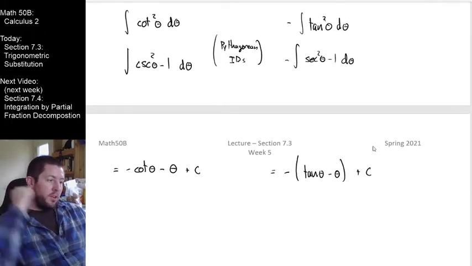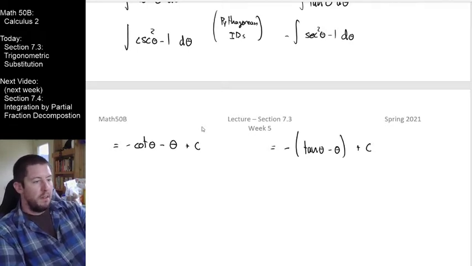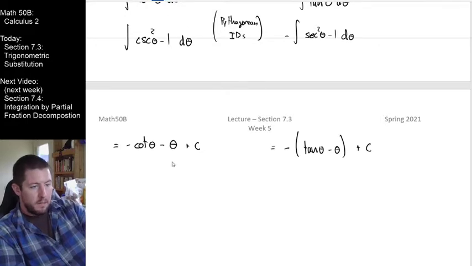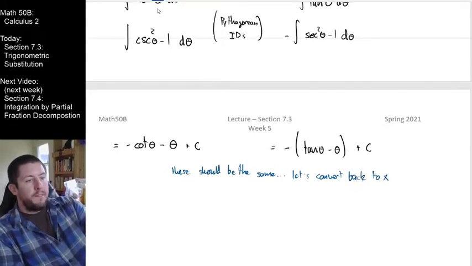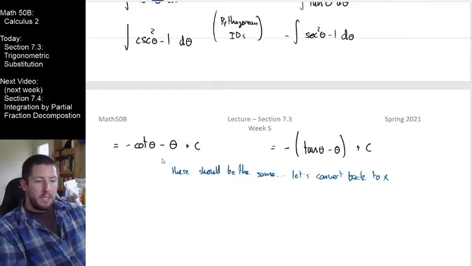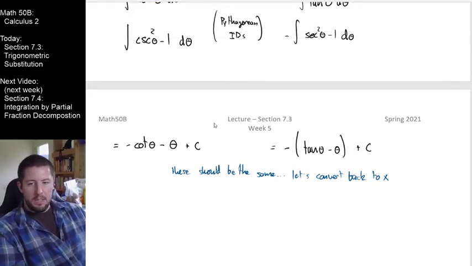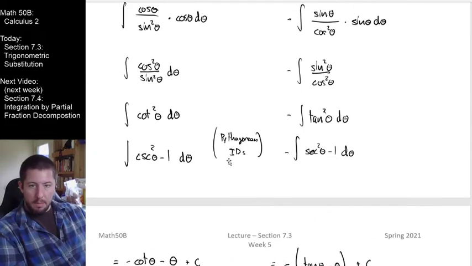Well, I guess what I really want to do right now is rewrite our answers in terms of x, right? So what we need to do is figure out a way that we can convert our theta expressions here back into x expressions. So what I want to do now is recall what were the substitutions that we originally made. So I'm going to scroll up here and check.